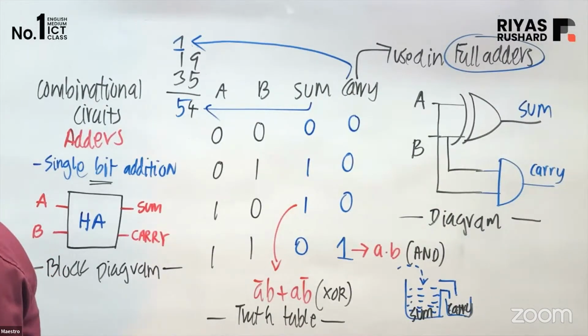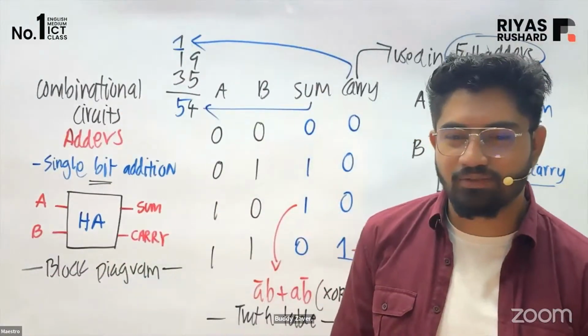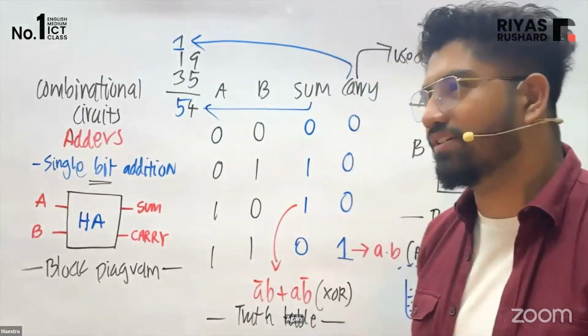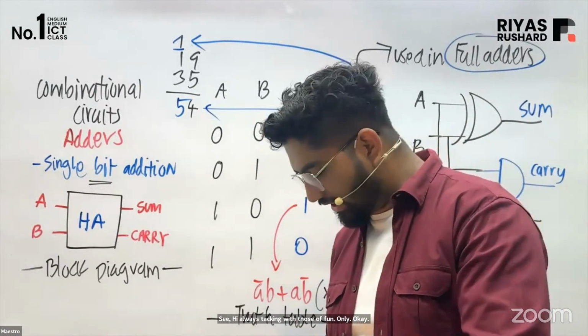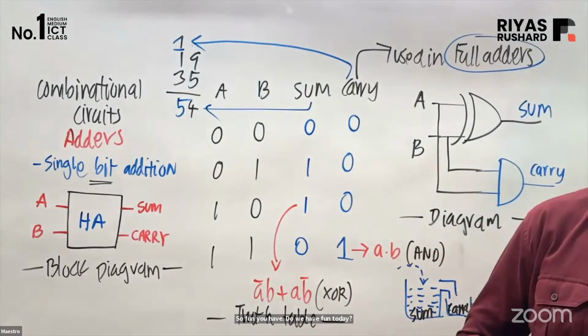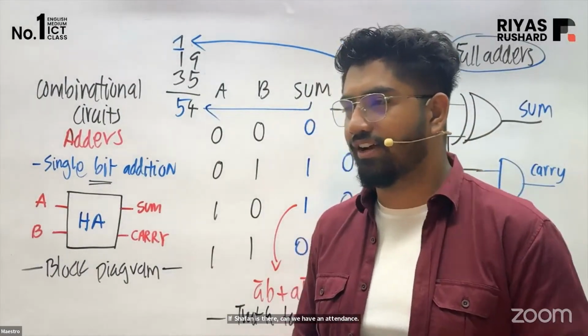Again, see, you're always attacking with our Shafan only, okay? Shafan, do we have Shafan today? If Shafan is there, can we have an attendance? Shafan, you have a huge base of people.